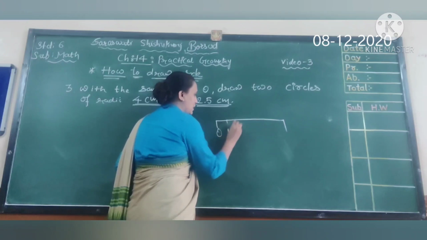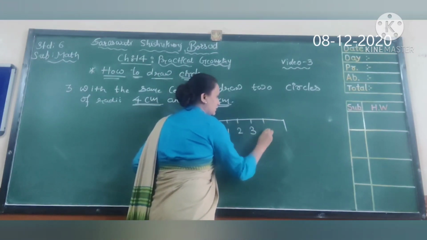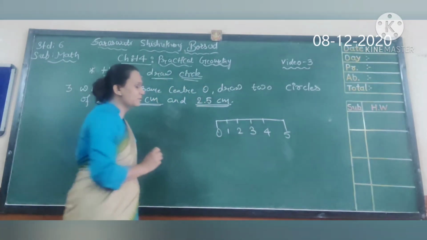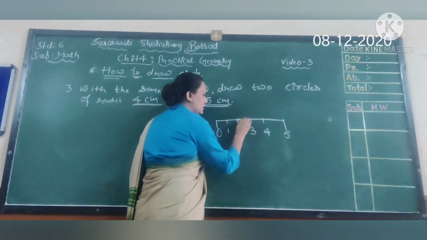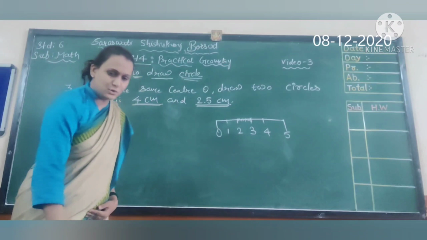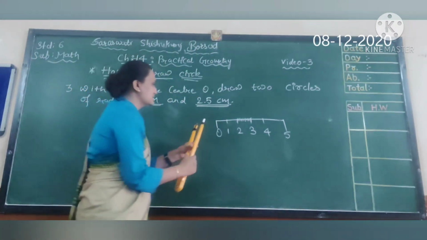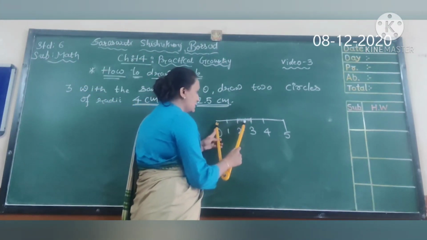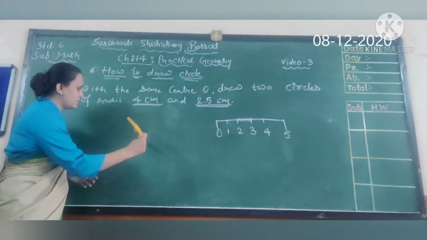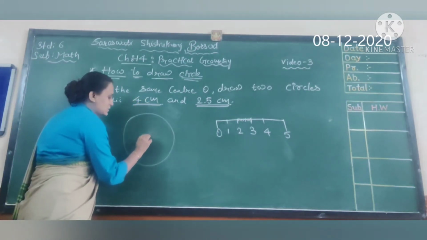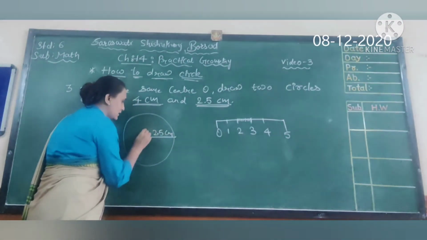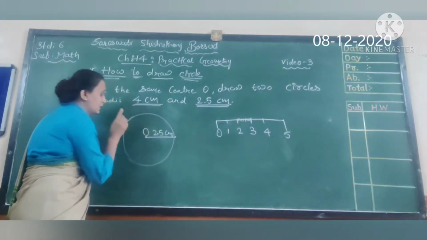So, 0, 1, 2, 3, 4 and 5. Now, we want to take a measurement of 2.5, which means 1, 2, 3, 4, 5, 6, 7, 8, 9 and 10. Now, we have to take a measurement with the help of compass, 0 to 2.5, this much. Okay. So, first we are going to draw the 2.5 centimeter circle. So, this is your 2.5 centimeter circle. Okay. Let us give the center as O.